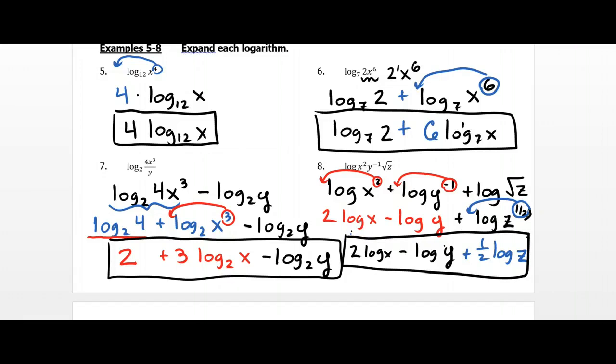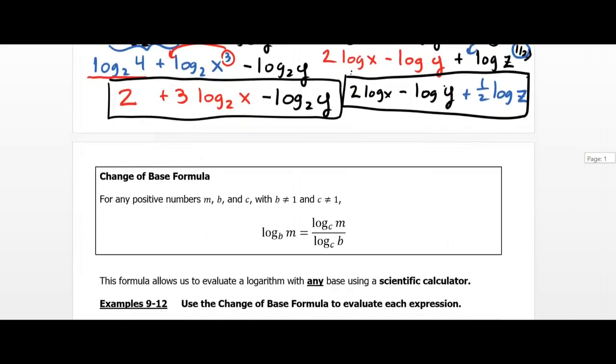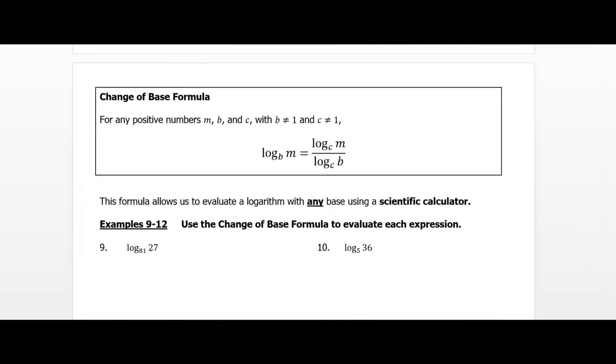There's one other thing that I'd like to talk about in this lesson, and that is what is called your change of base formula. Your change of base formula says this. For any positive numbers m, b, and c, as long as b and c are not equal to 1, the following is true. Log base b of m will always be equal to the log base c of m divided by the log base c of b.